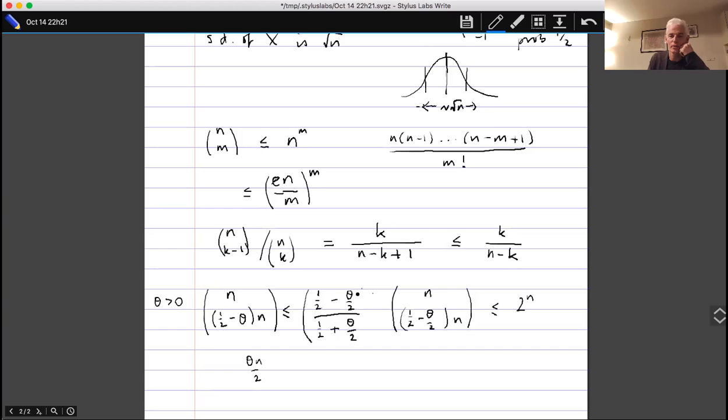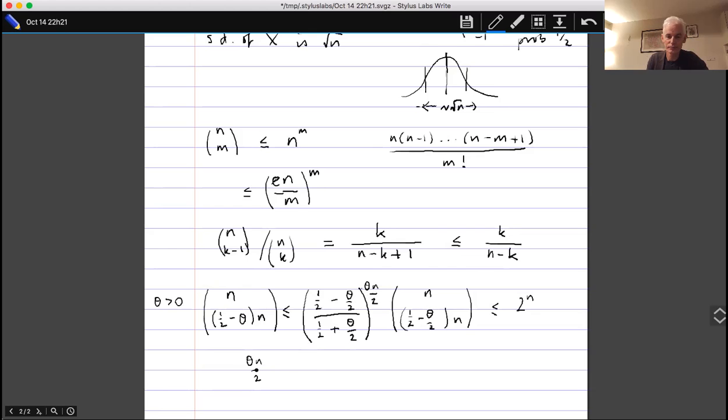And then I'm going to be raising that to the power theta n over 2. So what I'm saying here is that when I go down from here to here, I'm going to be multiplying by something which I get from here by substituting a half minus theta over 2 for k. I will get this ratio or less, at least theta n over 2 times. And so I get something like this.